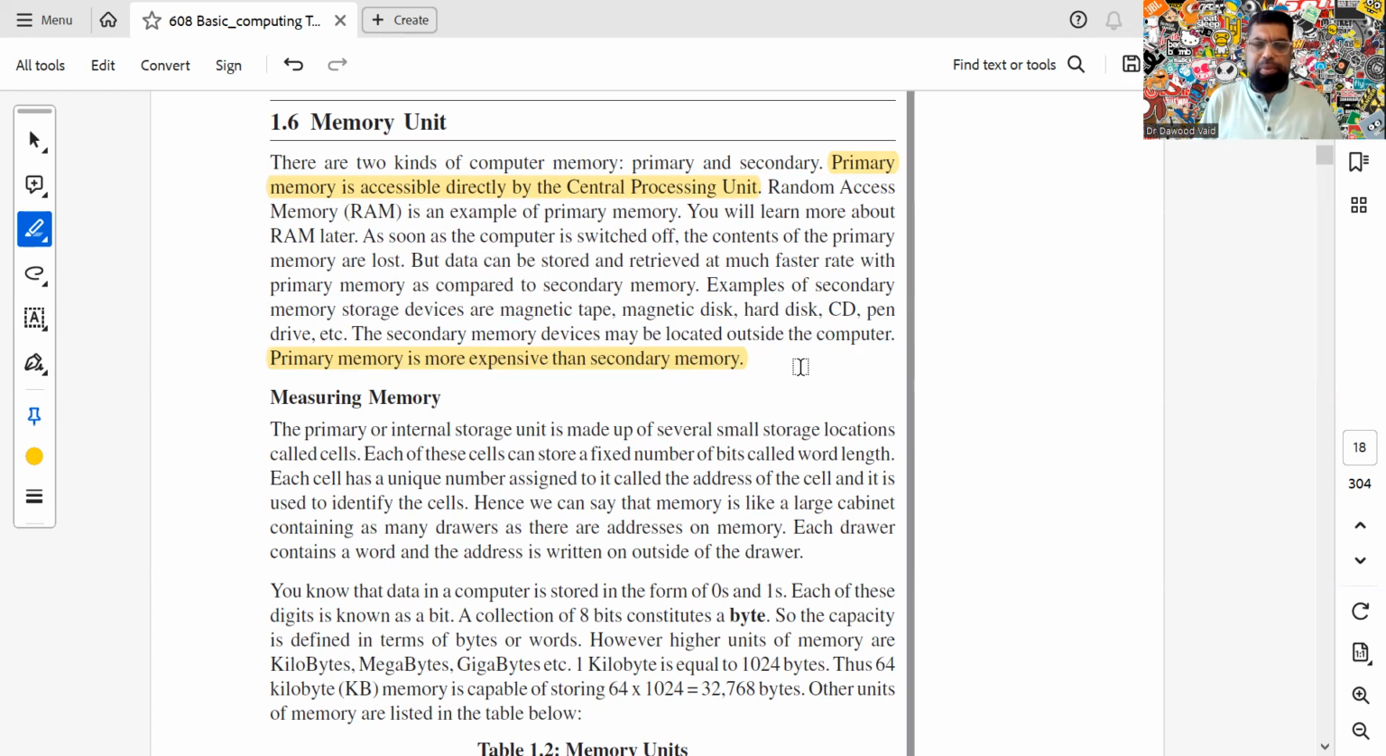How do I measure a memory? Well, if I were to measure all your memories, probably I don't know how much will I get, but a computer's memory is its internal storage in cells. Very similar to human cells that you would have learned in your biology. Each cell can store a fixed number of bits. It's a word length, right?